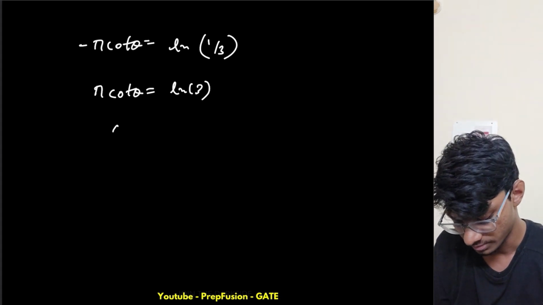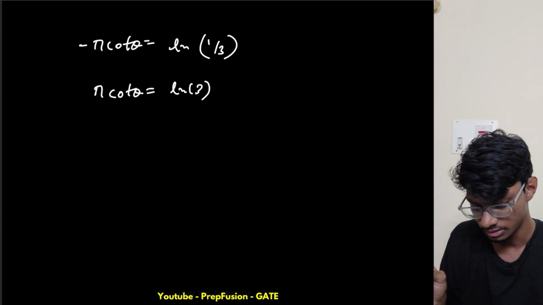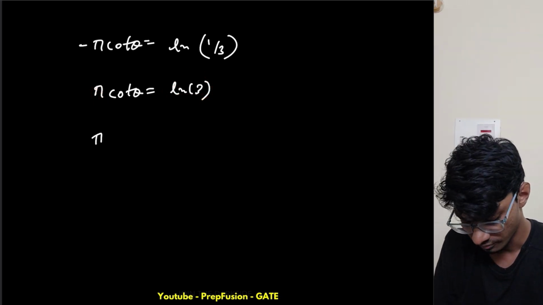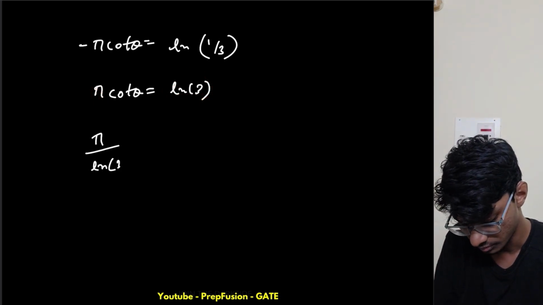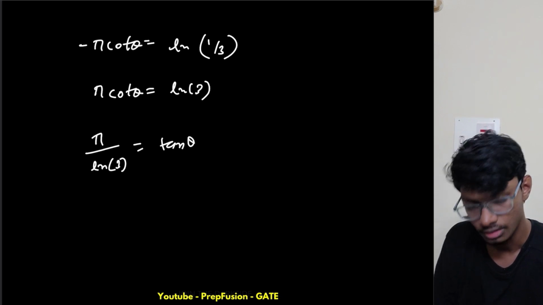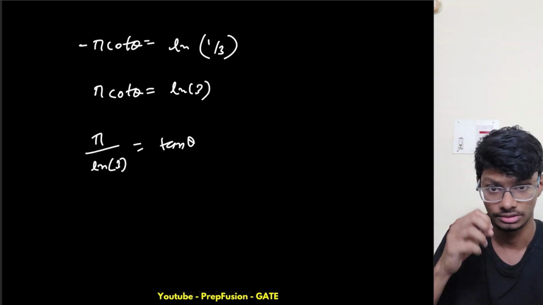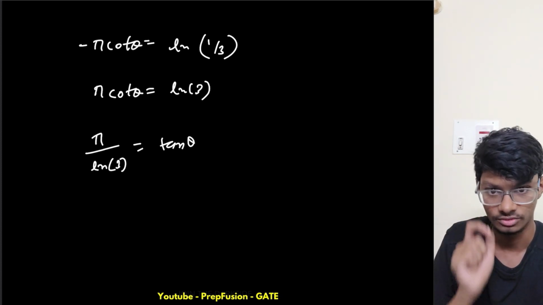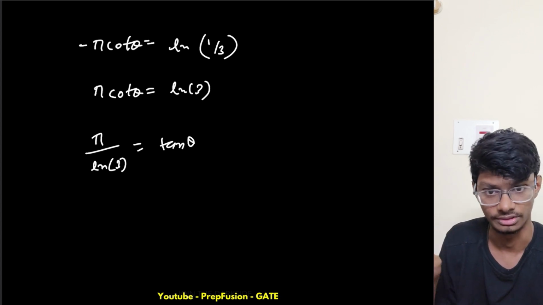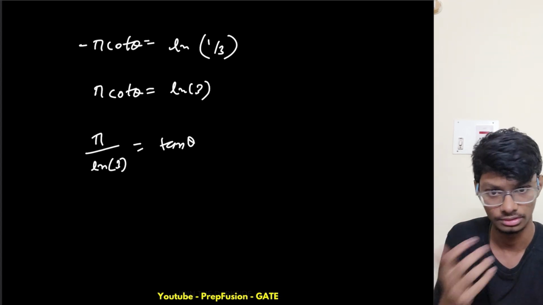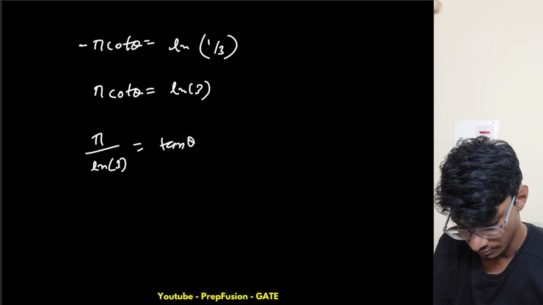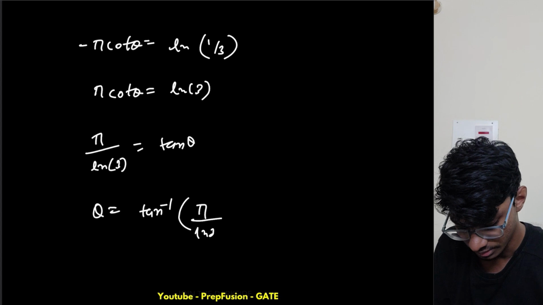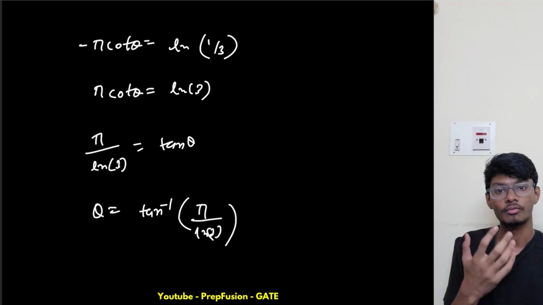So now I will take this cot theta to here, find the value of this and divide it with pi. I will get some value for pi by ln 3, which equals tan theta. This is the procedure that you will do in the GATE calculator. You will do the tan inverse on both sides. The tan inverse button is directly present over there, cot inverse isn't, that's why you use tan inverse. So theta equals tan inverse of pi by ln 3, whatever value you get. Now from here you get the theta.